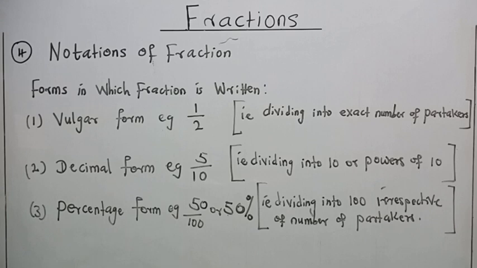The third one is percentage form. This root part called cent is reminding us of 100. Per means picked out of. Therefore, if you hear percent, it means picked out of 100. Therefore, percentage form of a fraction simply involves dividing one thing into 100, irrespective of the number of partakers.